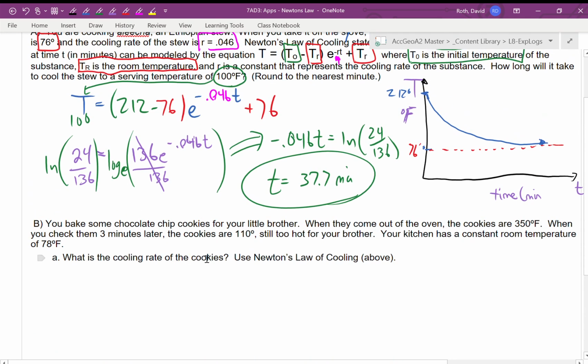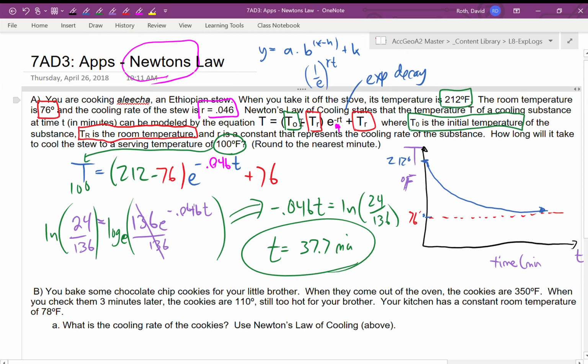Cooling rate. This one's a little bit different. We've got to actually solve for our cooling rate. So try to set up this equation. Use the equation up above. I'll try to use the same colors, the green, the purple, and the red. See what you can do to use this data to set it up in this equation and see what you get. Then hit pause and come back and I'll proceed.